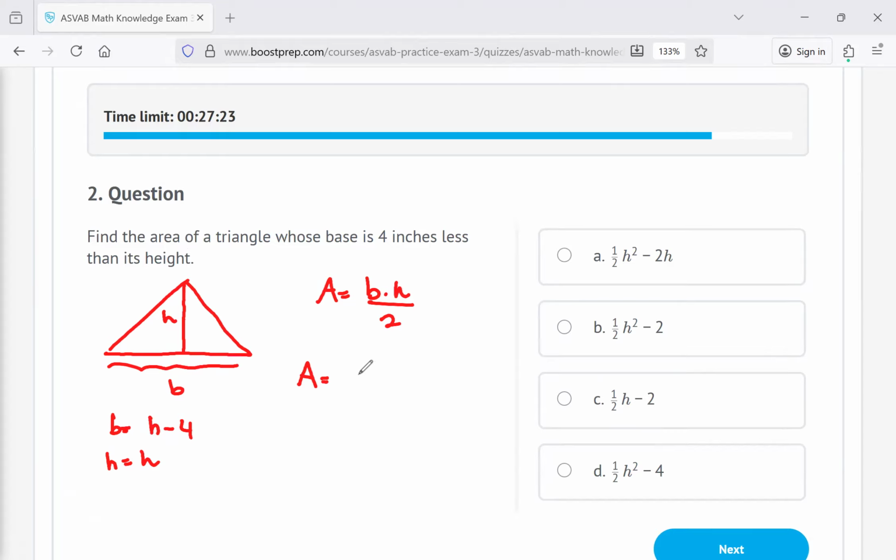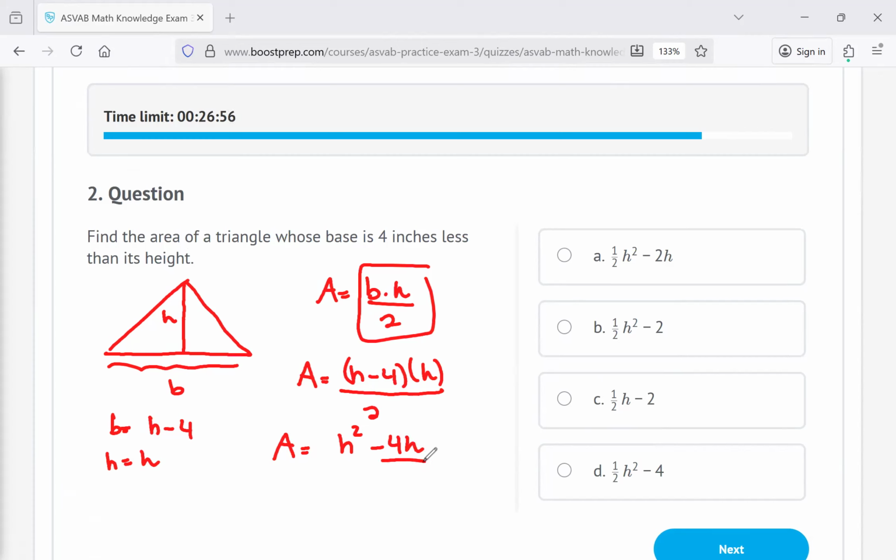Find the area. So you just put it back into this formula. My base is h minus 4, times h, all over 2. So h times h is h squared. Negative 4 times h is negative 4h, and then all over 2. So be careful, this is all over 2.